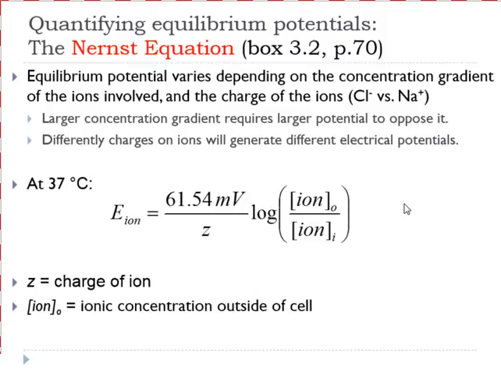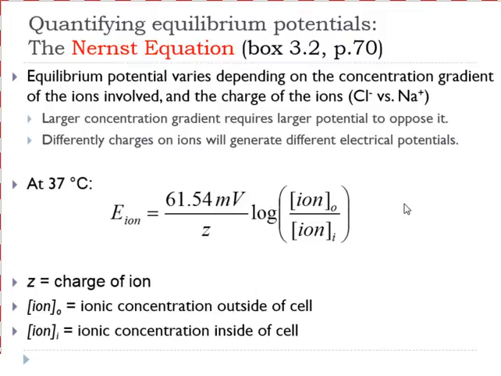If it's a sodium ion, this is +1. If it's a chloride ion, this is -1. If it's a calcium ion, it's +2. So that's just the charge of the ion, times the logarithm of the concentration of the ion outside the cell divided by the concentration of the ion inside the cell. I know there's a log thing there. It's really not that bad though.